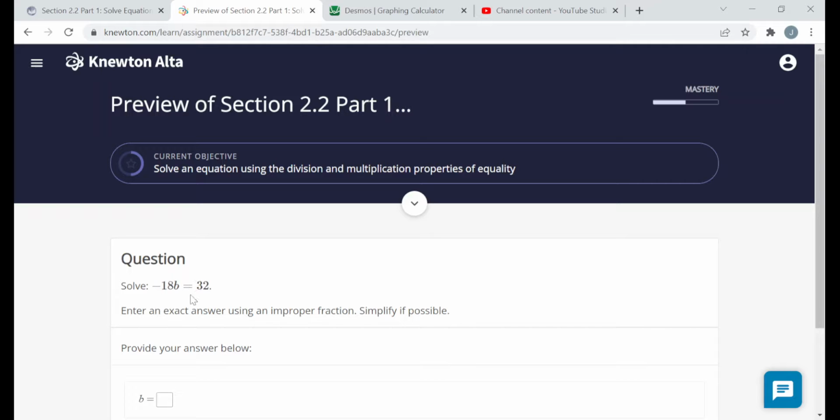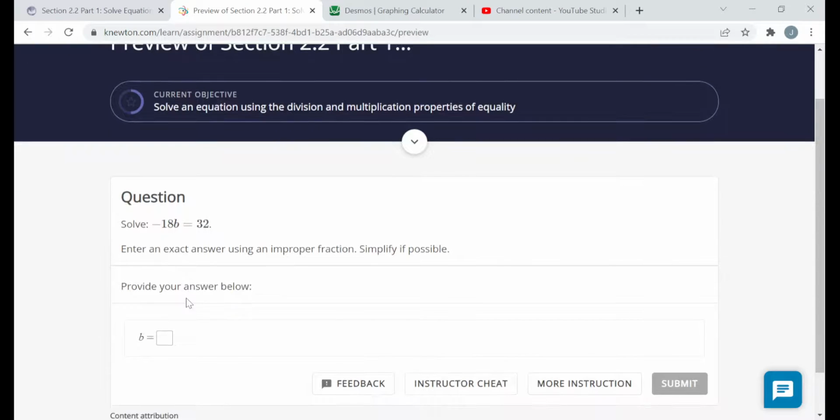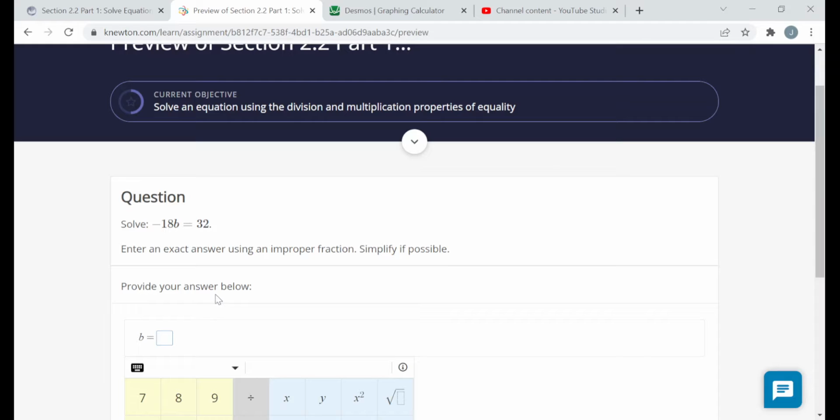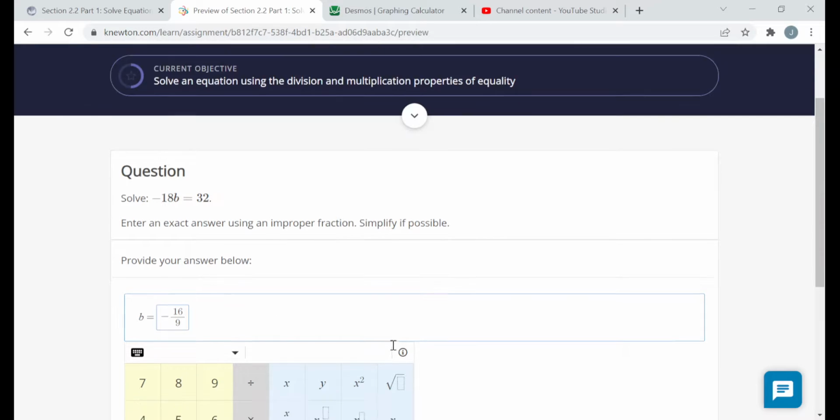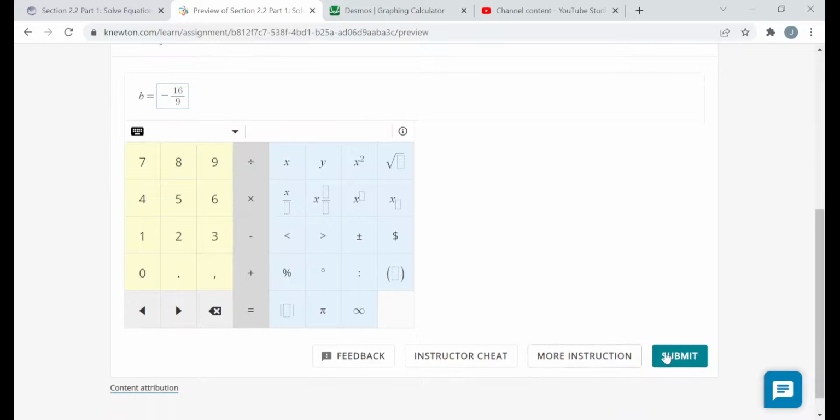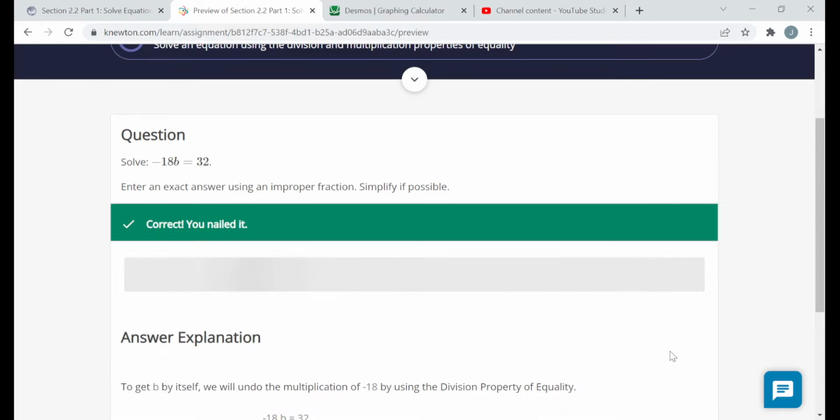Alright, this one's pretty simple. I would just divide both sides by -18. So this is going to be a negative number. B equals negative. And now 32 divided by 18 simplifies to 16/9, right? 32 is 2 times 16, 18 is 2 times 9. So we're asked to write it as a simple improper fraction, and 16/9 doesn't reduce any further, so that's it. B equals -16/9. Very simple one.